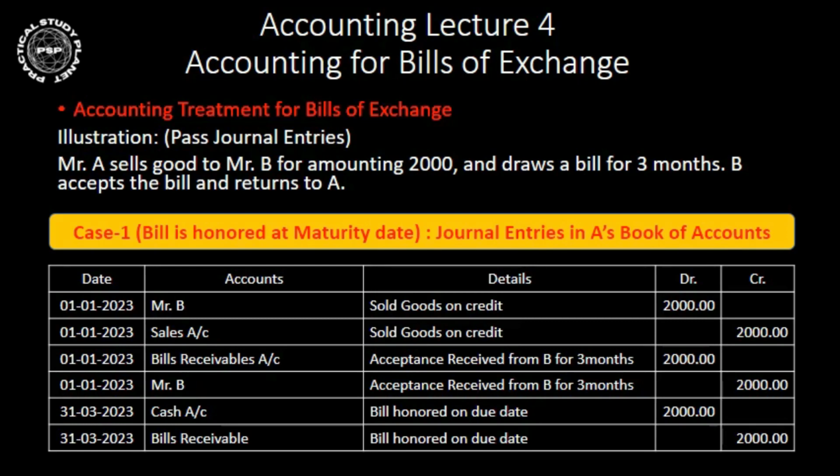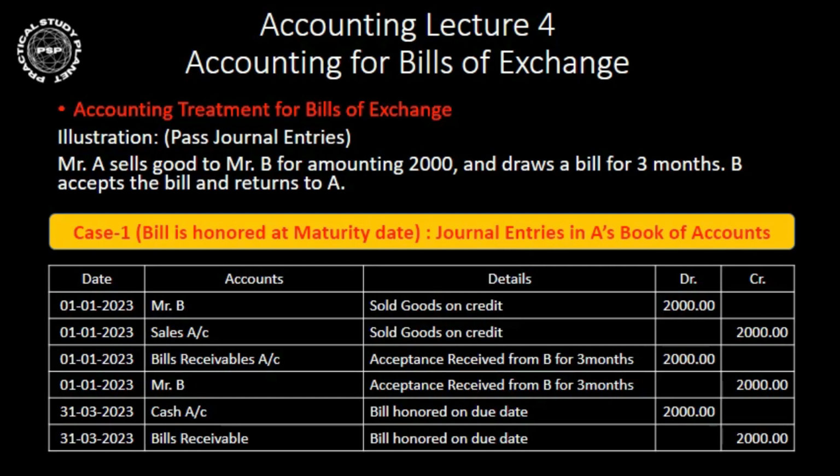Case 1. Bill is honored at the maturity date. Journal entries in A's books of accounts. On the date, Mr. B will be the debtor because the goods were sold on credit. So the entry will be like that in the figure. And the second entry will be bills receivable, as the bill was accepted by B. So when cash is received at the time of maturity, the bill will be credited, so the amount will be closed.